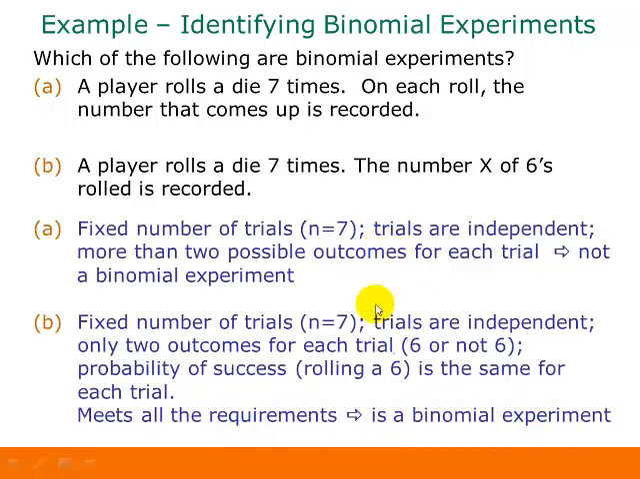If you notice, the difference between these two is that in the first one we had more than 2 possible outcomes because we were just recording the number that came up on the die. That gave us 6 possible outcomes for each trial. On the second one, we were only recording whether it was a 6 or not, and that gave us 2 possible outcomes.